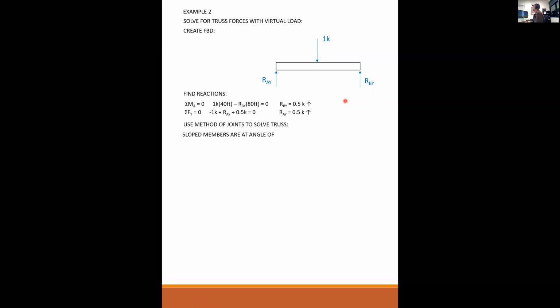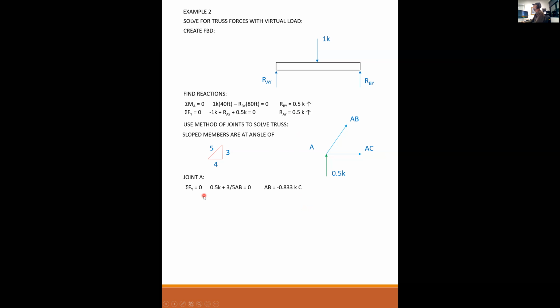So then we use the method of joints to solve the truss. The slope members are all at an angle of a 3, 4, 5 triangle. So that helps with the geometry. And I start at joint A. And this is how you solve trusses, if you remember. You just start at one joint, you try to isolate it so that you have only 2 unknowns, and then you just progress your way through the truss solving. So I found my end reaction is half a kip.